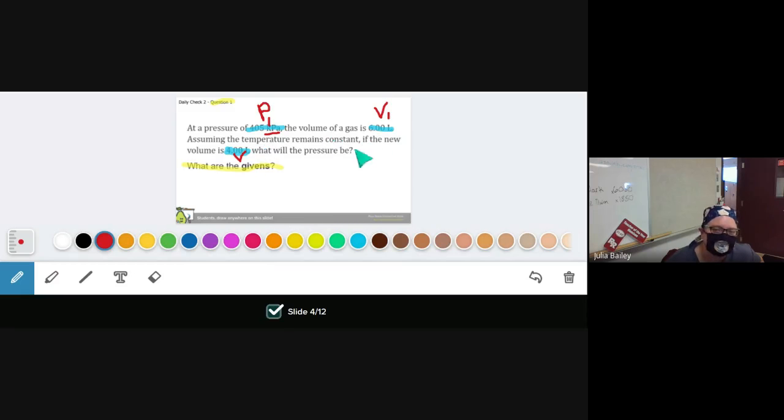Assuming the temperature remains constant, if the new volume, new is code for 2. They're saying after it changes, which would be 2. So that means 4 liters must be our V2, which makes sense because we already identified a V1. So these are my 3 givens, P1, V1, V2. Those are your answers to question 1. You've got to click all 3 of those on question 1 on the daily check, by the way.